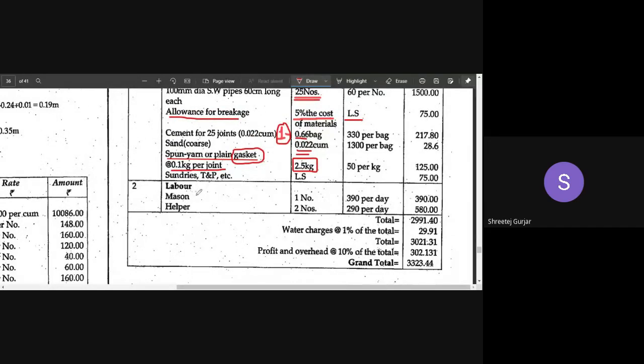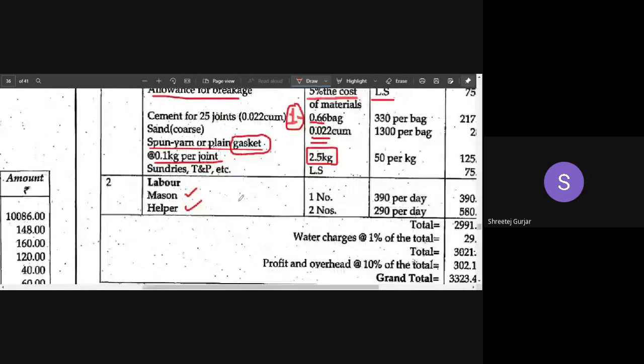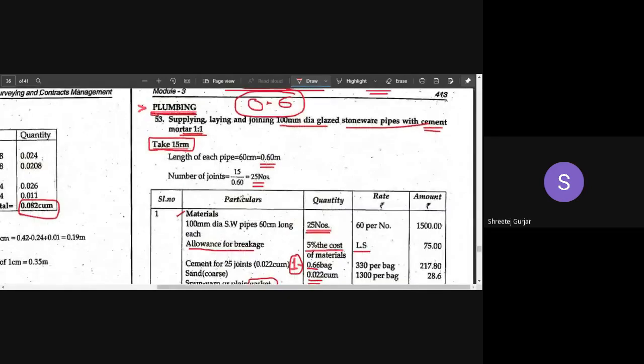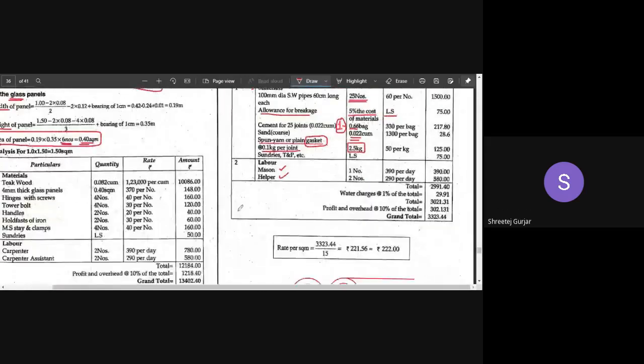Then for labor, we require a mason and a helper. We are going to lay your pipe, and then we are going to join those pipes using cement mortar. So we require a mason and one helper. This is for plumbing work.